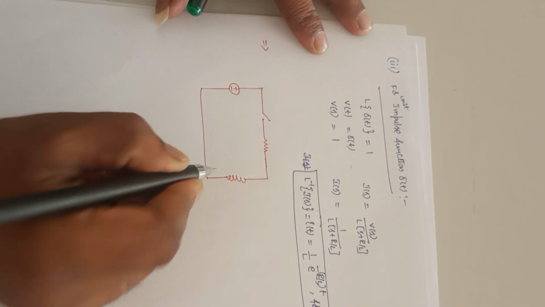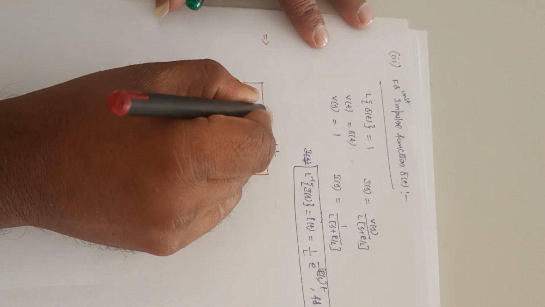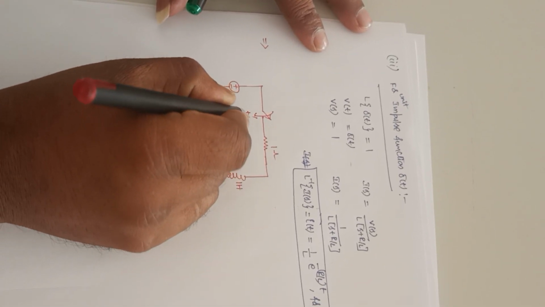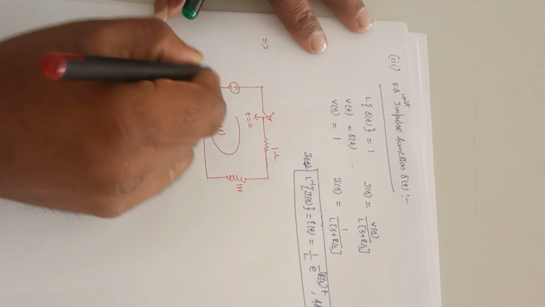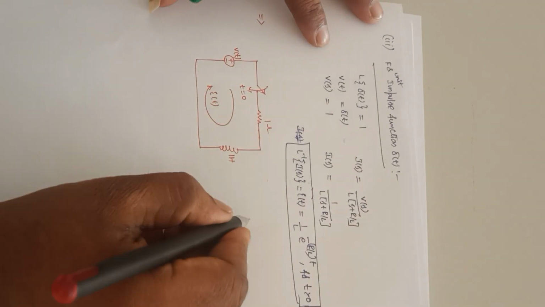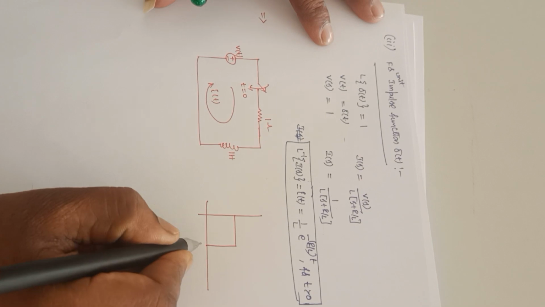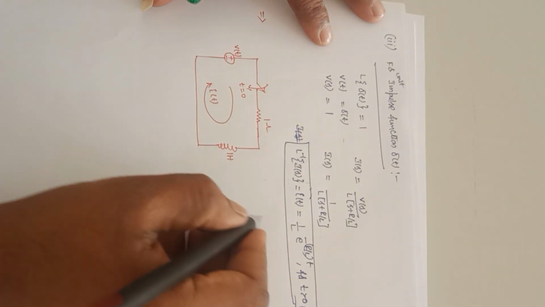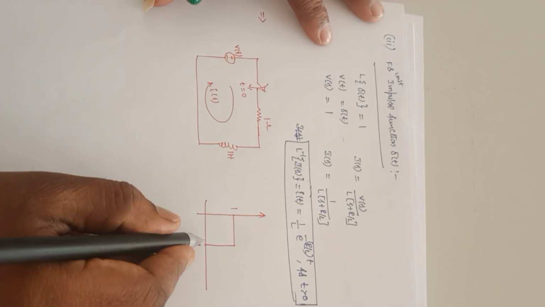It is an RL circuit. The L value is 1 Henry, the R value is 1 ohm, and the switch was closed at t equal to 0. This is the current i(t), and this is the voltage v(t), and he has given this voltage waveform. The magnitude is 1 and the pulse width is also 1.